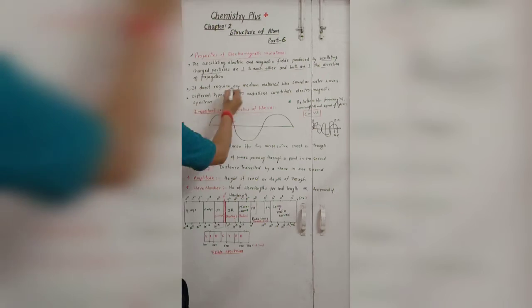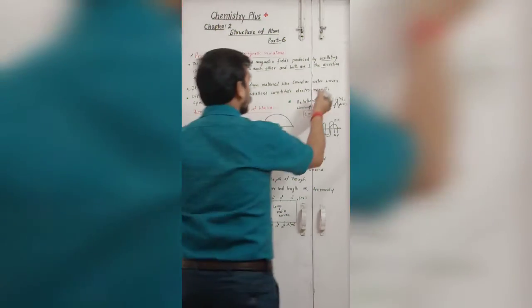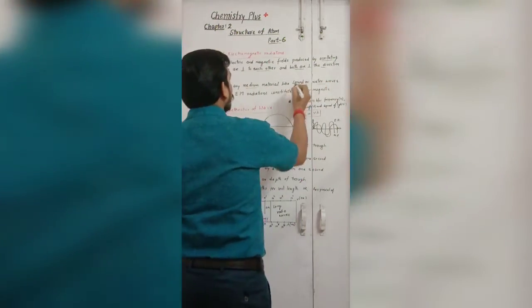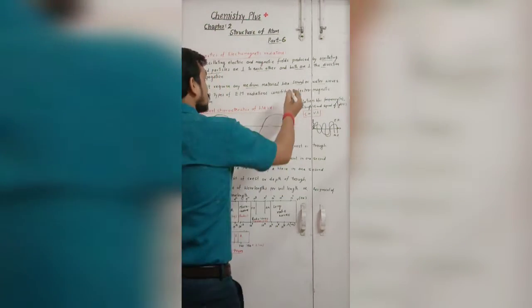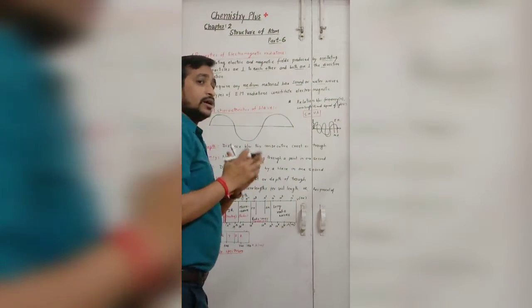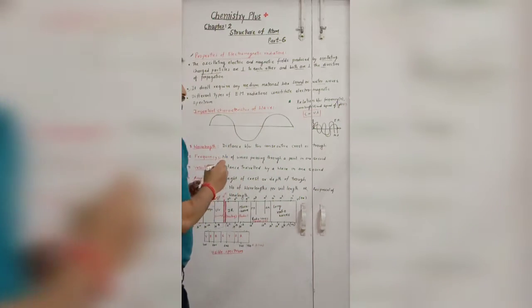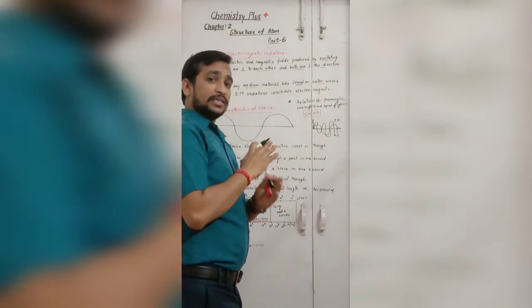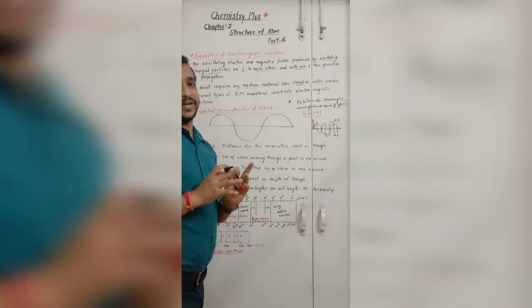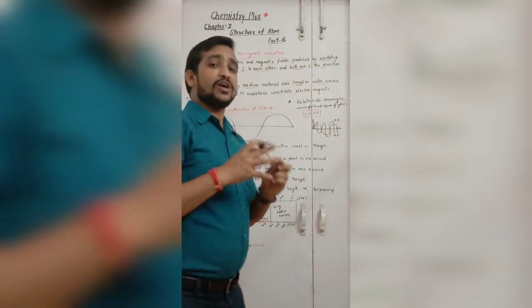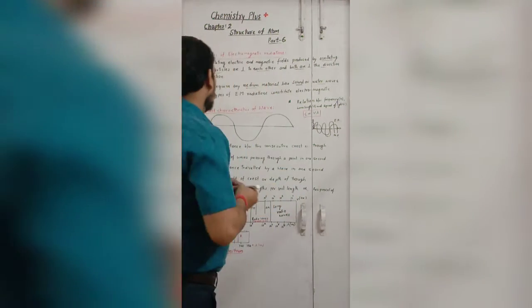Second thing is, it does not require any material medium to travel, as we talked about in the case of water waves or sound waves. Such waves need a material medium to travel, but electromagnetic radiations or electromagnetic waves do not require any medium, which means they can also travel in vacuum.